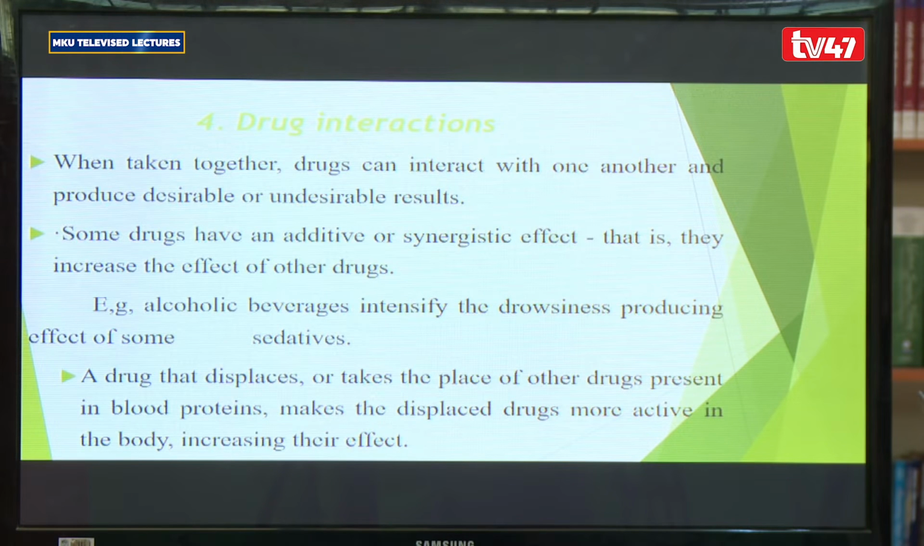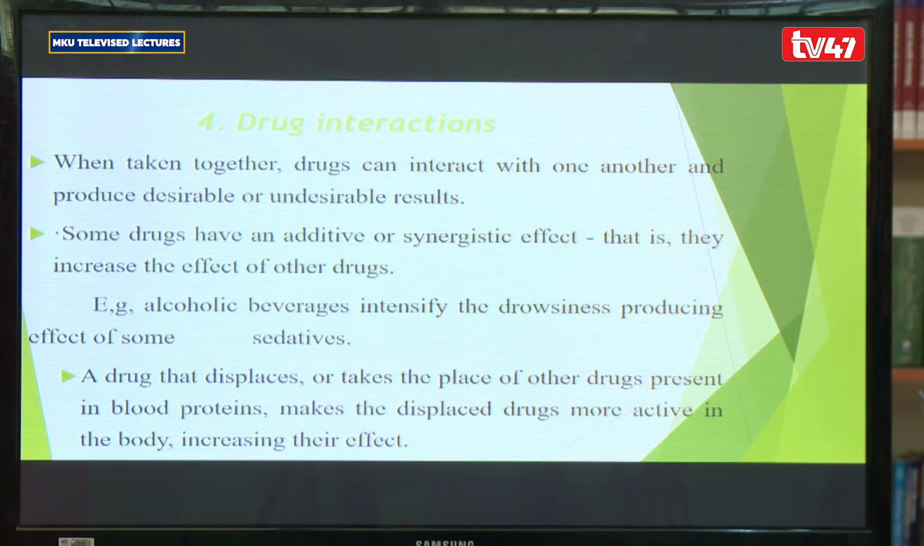When taken together, drugs can interact with one another and produce desirable or undesirable results. So here we are talking about drug interaction. When you take one drug and then take another, or when you take certain substances, what is the interaction in the body? That is why it can bring desirable results, which are required, or undesirable results. Some drugs have an additive or synergistic effect, that is, they increase the effect of the other drug.